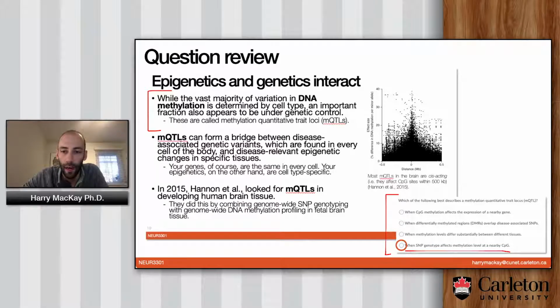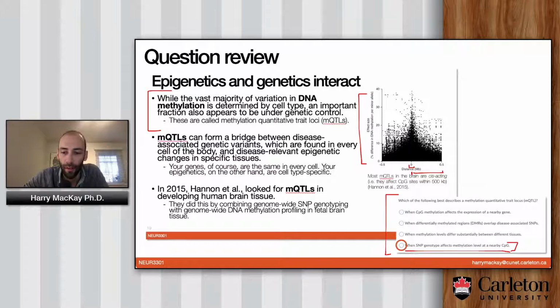And so MQTLs have an effect on methylation. That's plotted here on the y-axis of this figure, and they tend to be fairly close to their respective SNP. The distance between the variant and the CpG is given on the x-axis. So if the distance is 0, they're right on top of each other, and you can go away up to 500 kb or half a megabase. So the answer is when SNP genotype affects methylation level at a nearby CpG.